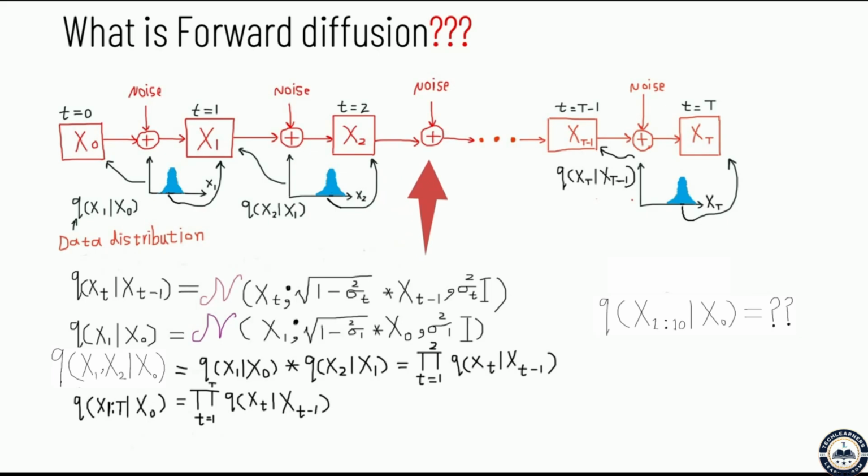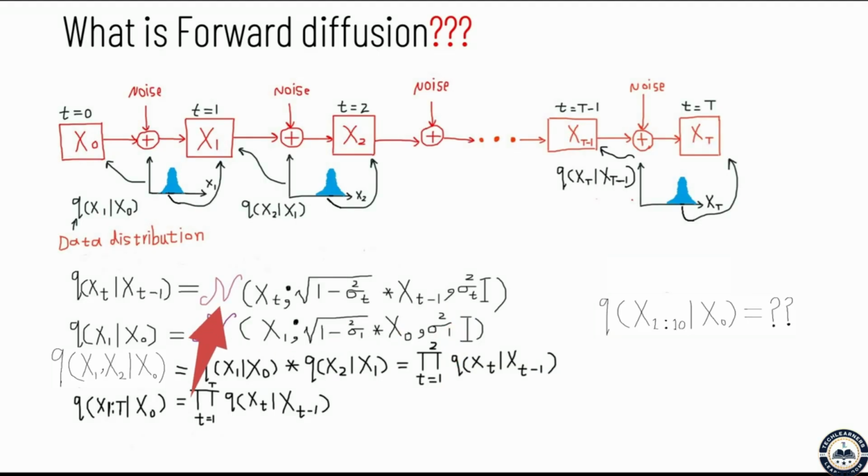And we will do the same thing again and again until time step t capital. So in general, q of xt given xt minus 1 is equal to this Gaussian distribution that we will use to get the value of xt variable, where the mean of this distribution is xt minus 1 times the square root of 1 minus the variance at time step t. And here is the variance of this Gaussian distribution.